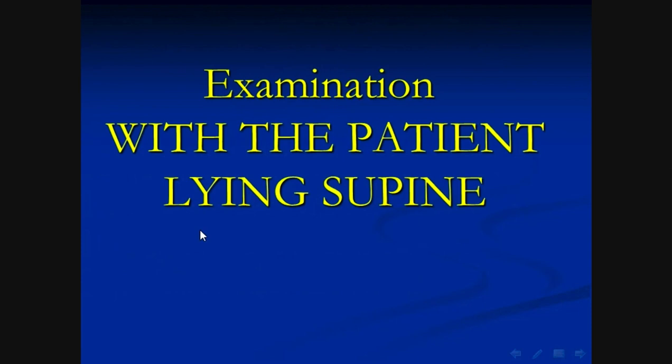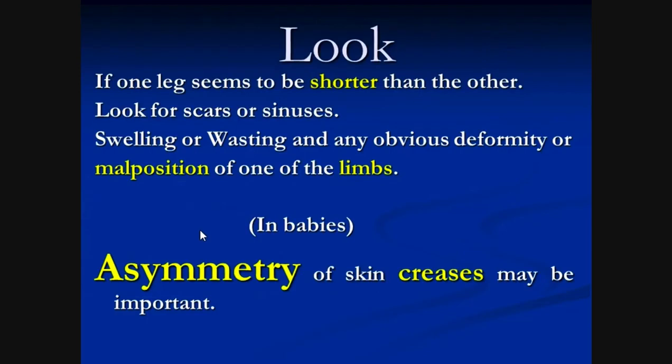Now shift to examination of the patient lying in the supine position. We must look, feel, and move the hip joint to complete the examination. We must look. What we see in looking at the lower limbs, we can identify shortening of the limb. Sometimes we can see swelling or wasting of the muscle. We must also notice any obvious deformity due to malposition of the limb. In a baby, sometimes we see asymmetry of the skin crease, and it is important in diagnosis of some problems.